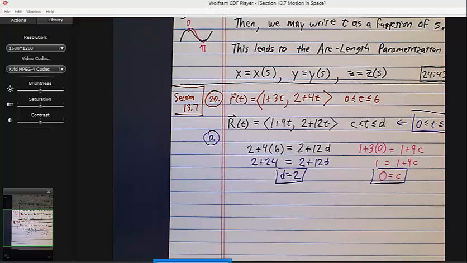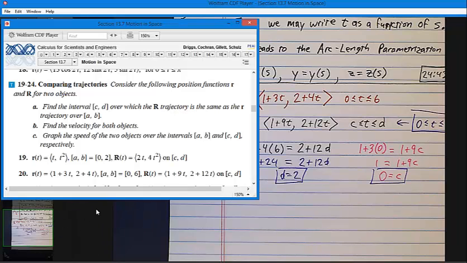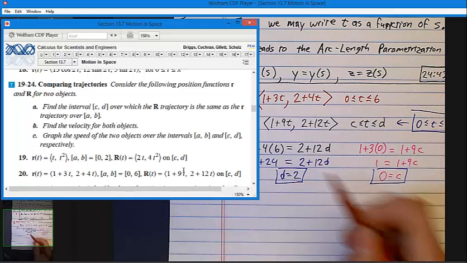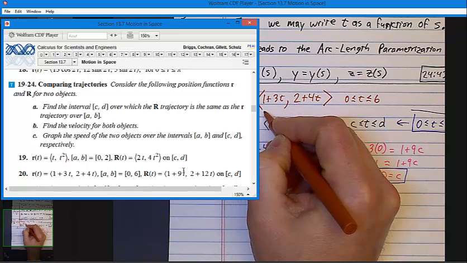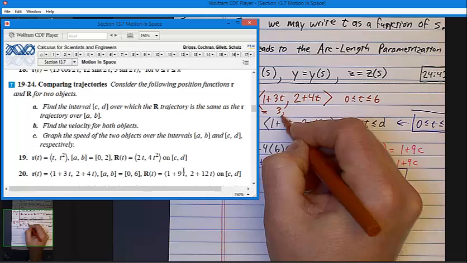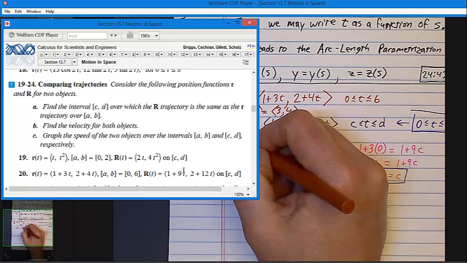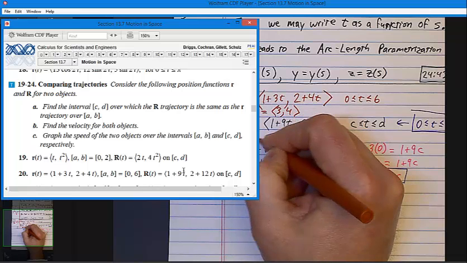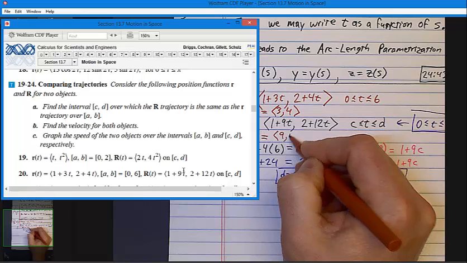Okay. Part B. Oh, I got to put that back up there. Find the velocity for both objects. Well, okay. You could do that, right? I mean, we're going to compute r prime. So r prime of t is the vector 3, 4. And capital R prime of t is the vector 9, 12.